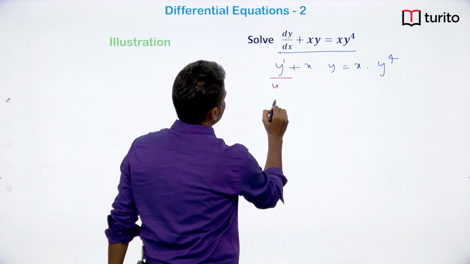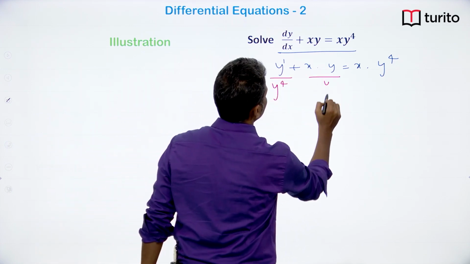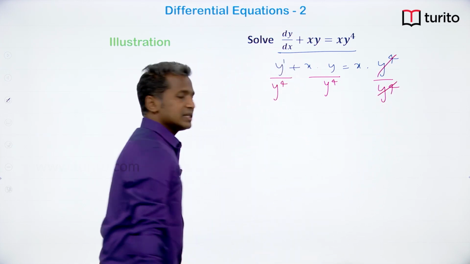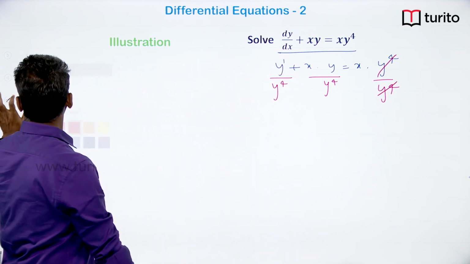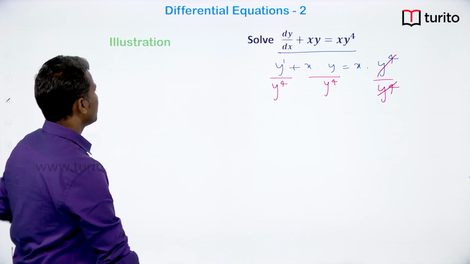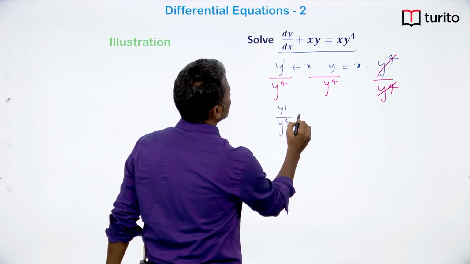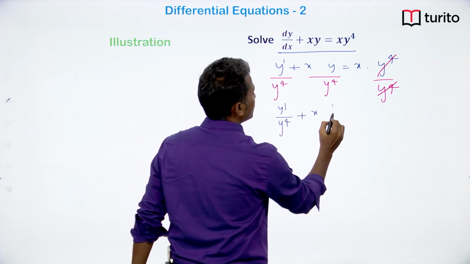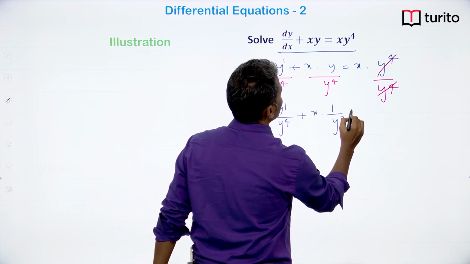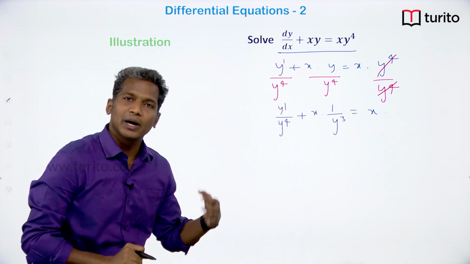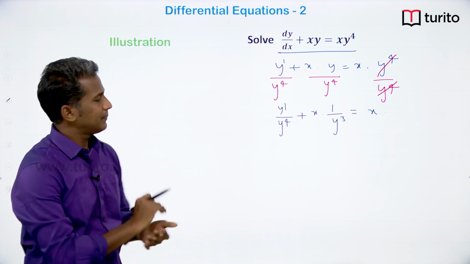So if I divide this with y raised to 4, what do I get? This RHS is anyways cancelled. Now what is left in LHS? It is y dash by y raised to 4 plus x into 1 by y cube equal to x. Now I will put 1 by y cube as my z.